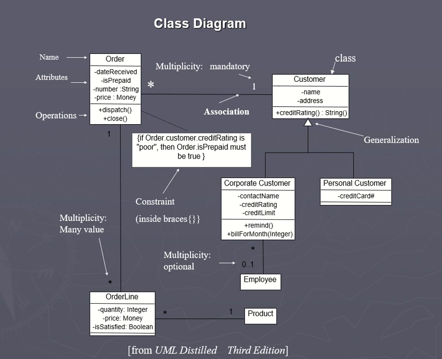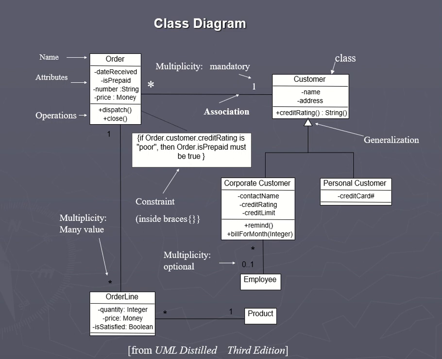The name is order, meaning the class name is order. The attributes are date received, prepaid, number, which can be a string, and price, which is money. The operations are dispatch and close. And that is a class customer, with name and address. Okay, and that is a function that can be credit rating, a string, and that is an association one to many, because one customer can have many orders.